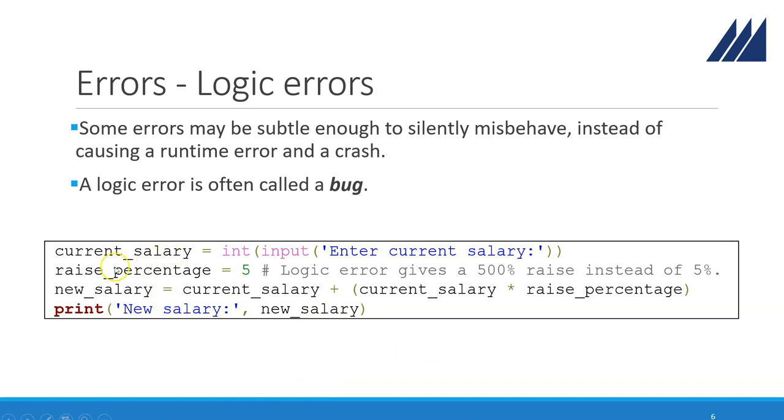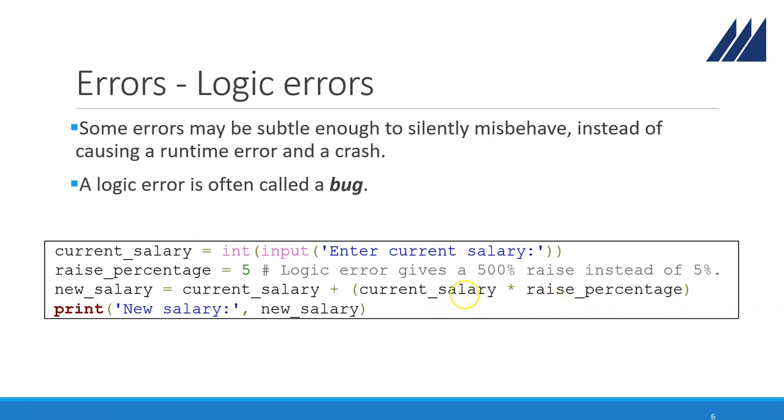Take a look at this code over here. Let's assume this program is going to give each employee a 5% increase in salary. So the program is going to ask you to input the current salary, because you want to calculate what the salary will be after a 5% increase. You ask the user to enter the current salary, and then the raise percentage, which is 5%, you put it as the number 5. And then you try to calculate the new salary. You say the new salary equals the current salary plus, between parentheses, current salary times the raise percentage, which makes sense.